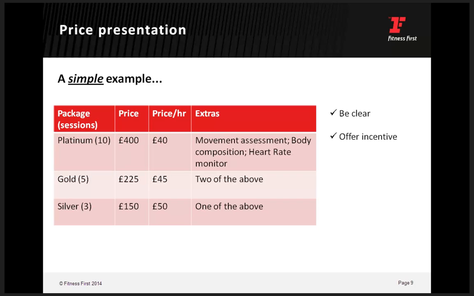That's the mum test. If she can see it and go, yep, I can see which one I would buy, I can see what it is that's within each one, that's fine. I would like to buy whatever, silver, gold, platinum. Offer incentive, which is the extras there. The extras also, of course, include the decreasing price per hour as you buy more sessions. You want to encourage the member to buy more sessions because with that comes a greater commitment. So the £40 price point for 10 is obviously a significant saving over the £50 price point per session for the silver. Give yourself room to maneuver.